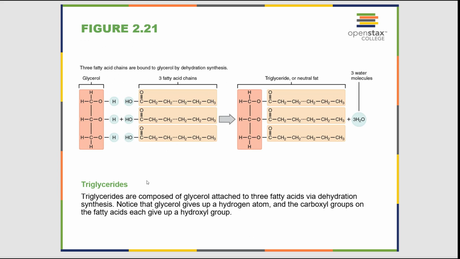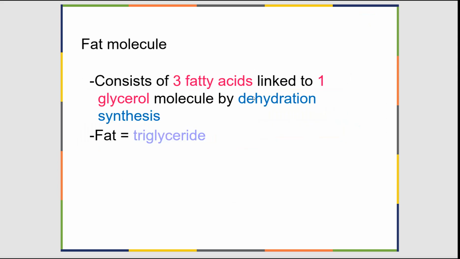Triglycerides, meaning 3, are composed of a glycerol head and 3 fatty acid tails. So that's where it gets the tri name from. These are formed through a dehydration synthesis. We don't need to worry about that too much, okay? But a glycerol sticks together with these 3 fatty acids to create this triglyceride. And you're going to see this triglyceride a lot. So this is the glycerol head and the fatty acid tails. A fat molecule. Fat consists of 3 fatty acids linked together with 1 glycerol.